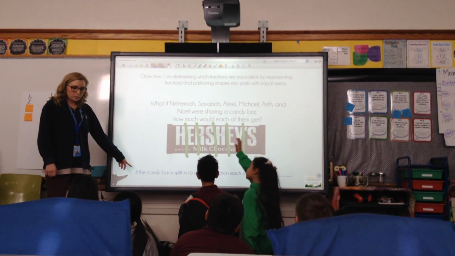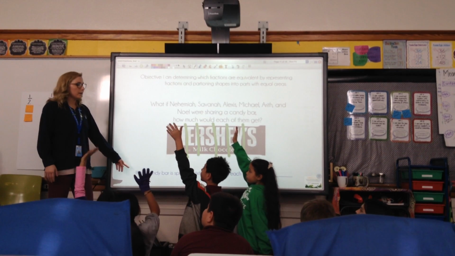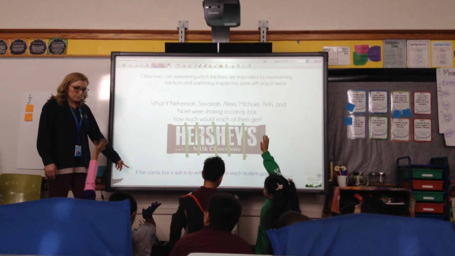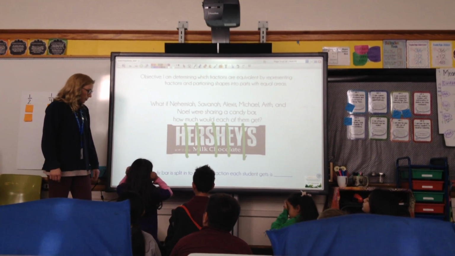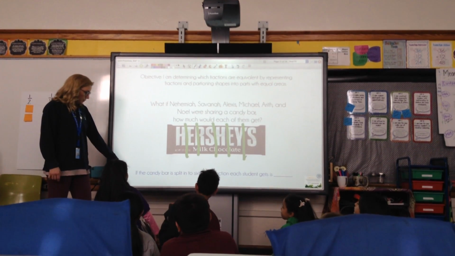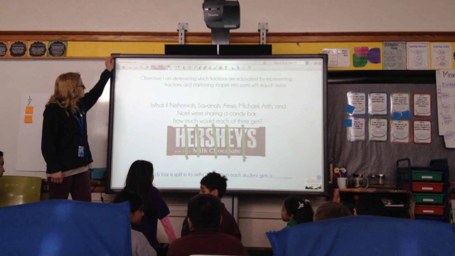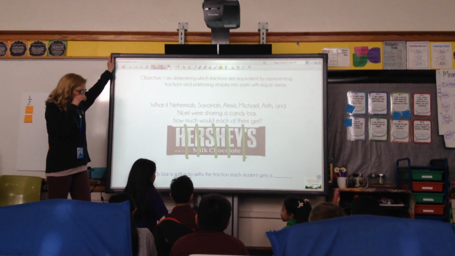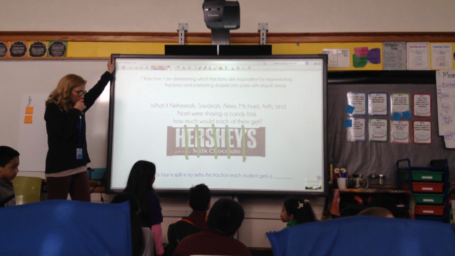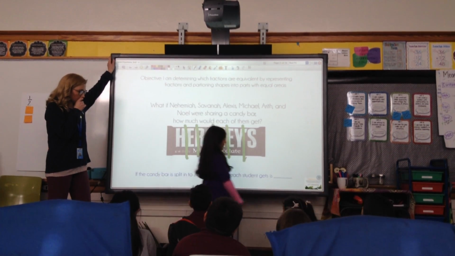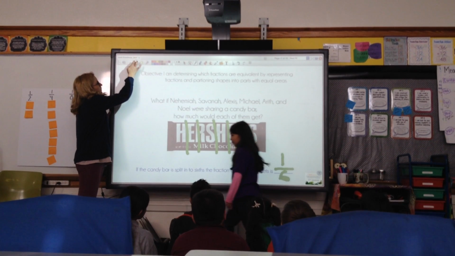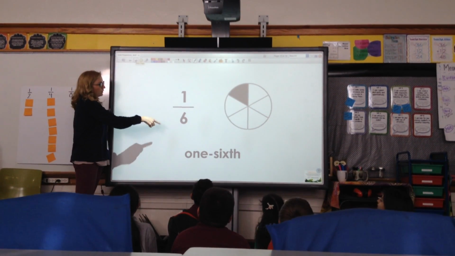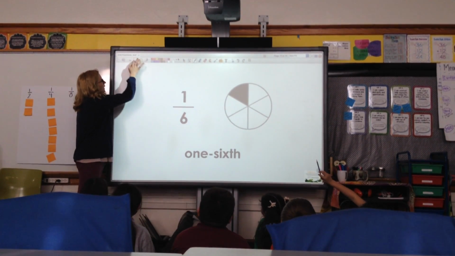Someone, here, you go ahead and finish this. Why don't you say the sentence down? If the candy bar is split into 6, the fraction each student gets is 1/6, right. Okay? So, again, we've got our picture, our fraction, and how we say it.